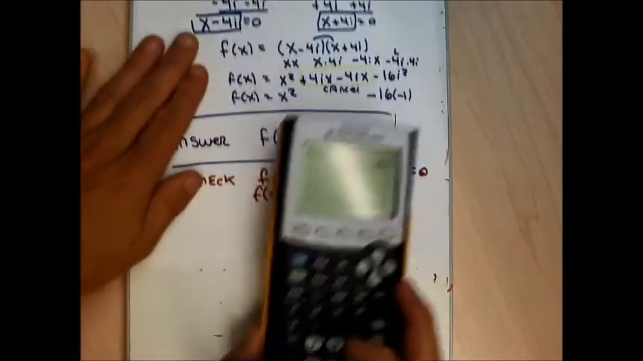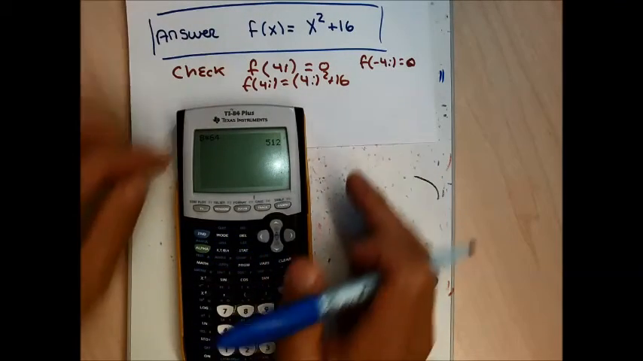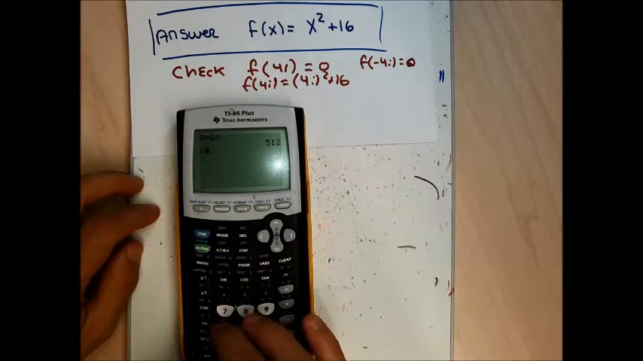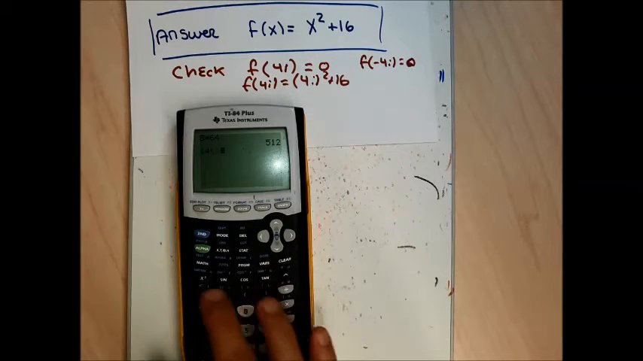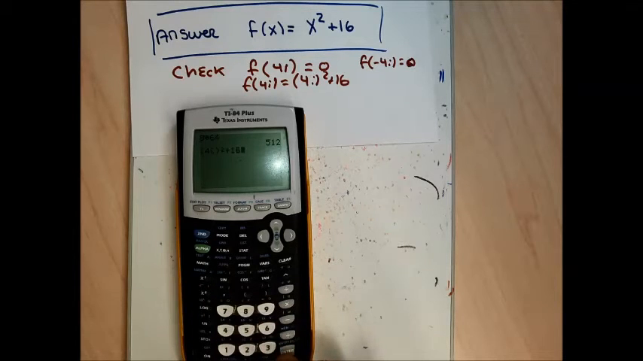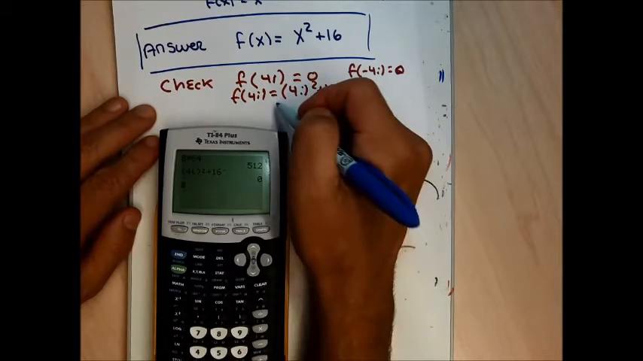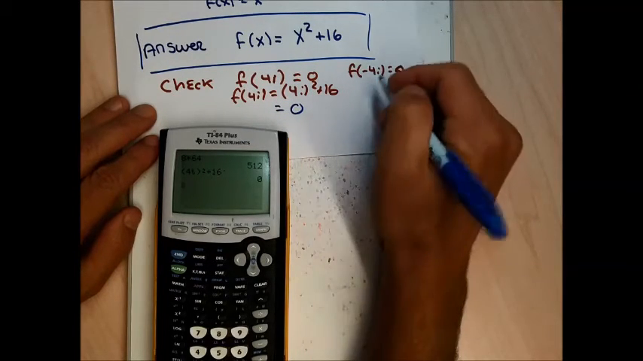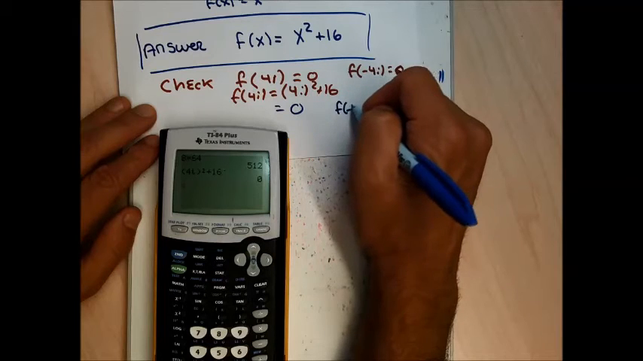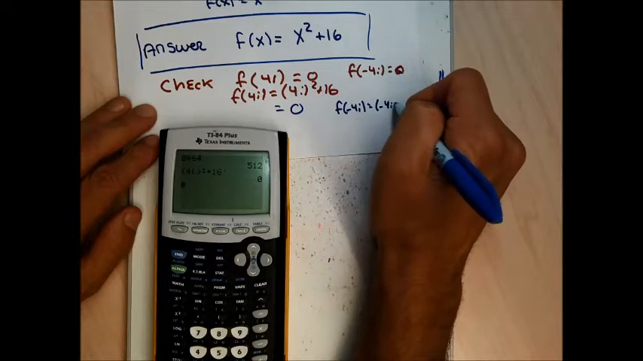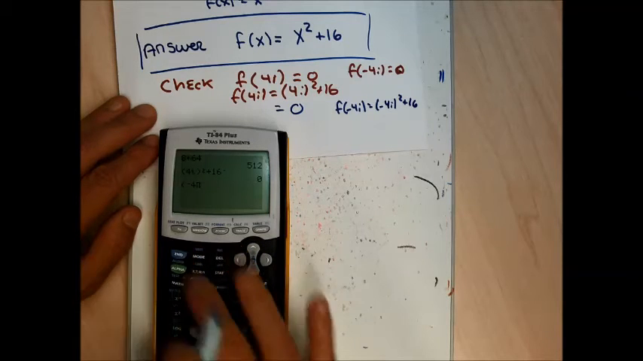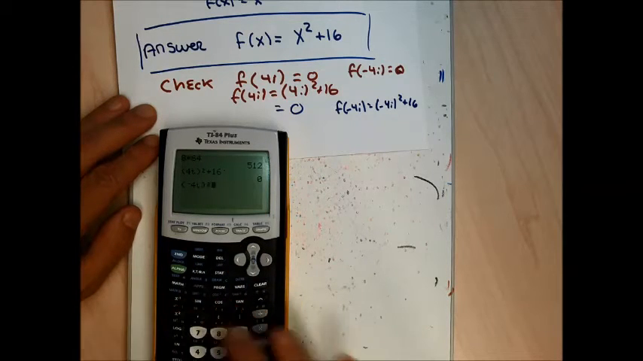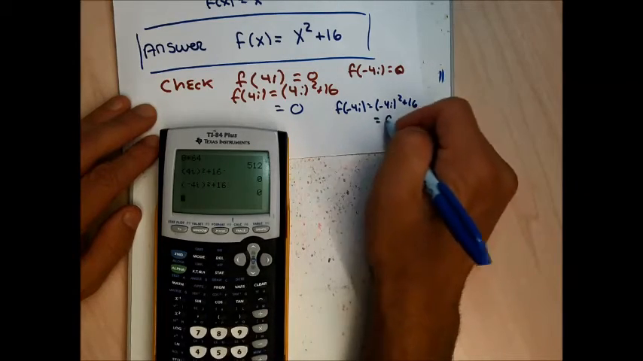So let me quit out of this and let me show you that (4i) squared plus 16 is equal to 0 by going parentheses 4 and then second and the decimal key for the i, then parentheses squared plus 16. Now my calculator is going to do (4i) squared plus 16, and it gives me 0. Similarly, I should show you that f of negative 4i equals 0 by doing (negative 4i) squared plus 16 and show that it equals 0. I'll do that real quickly. I'll go parentheses, negative 4, second and decimal for the i, squared plus 16, and you get 0. So I've checked my answer.